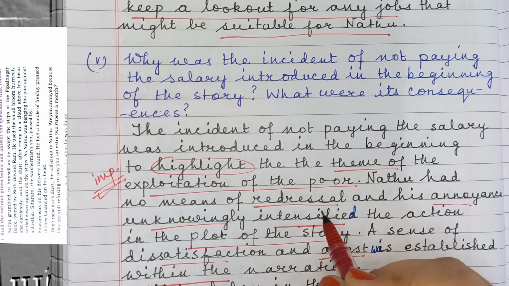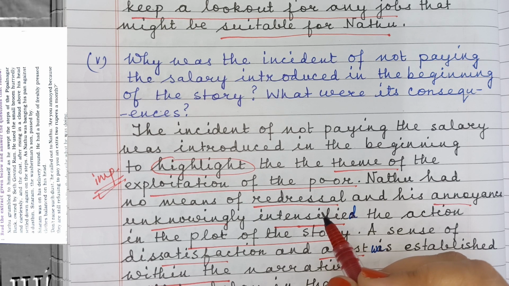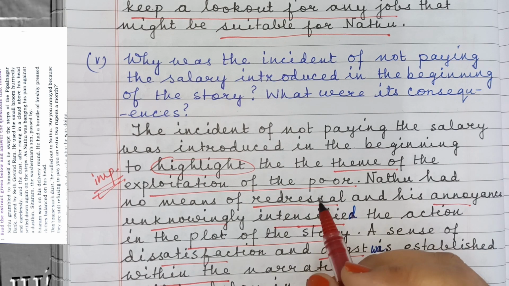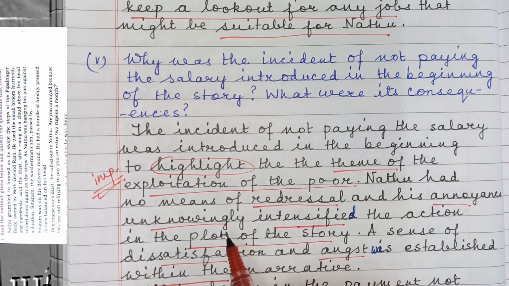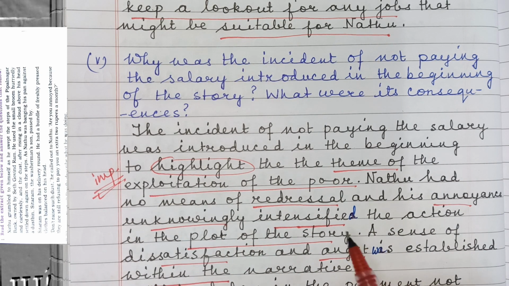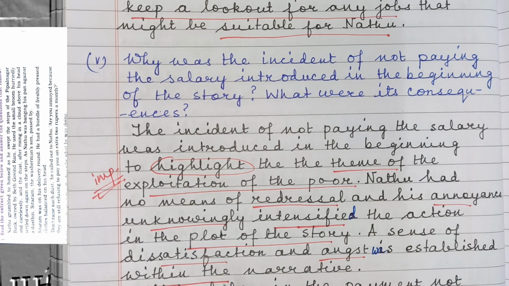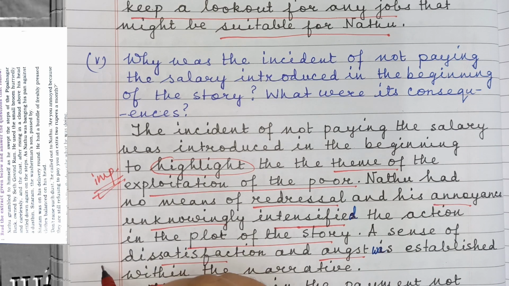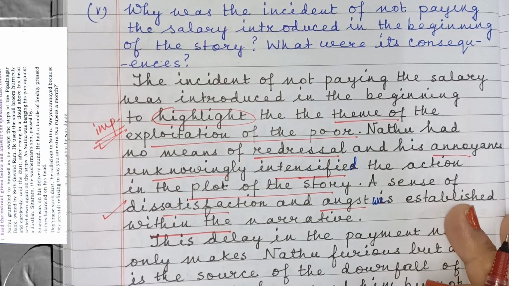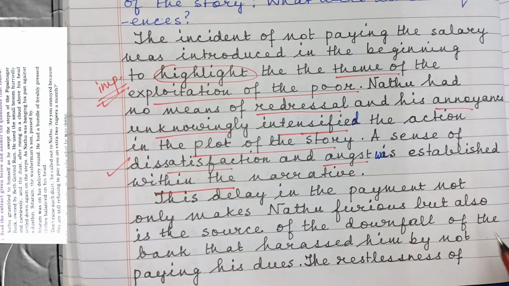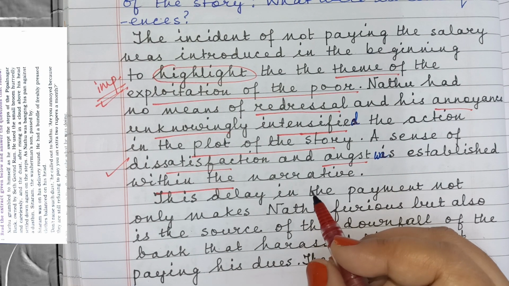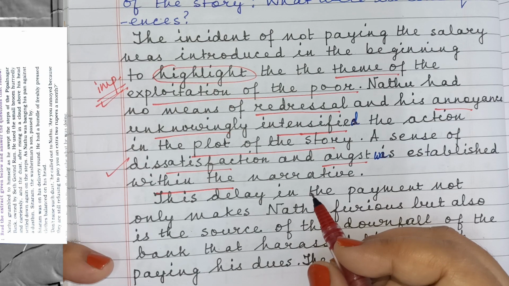Nathu had no means of redressal. वो किसे जाके बोलेगा? उसे पे नहीं मिल रहा था, उसे कोई हाइक नहीं दे रहा था, तो कोई फायदा भी नहीं था क्योंकि वो एक पुअर स्वीपर बॉय था. He had no means of redressal and his annoyance unwillingly, unknowingly intensified the action in the plot of the story. A sense of dissatisfaction and angst, anger, agony. A sense of dissatisfaction and angst was established within the narrative. So this answer is important.